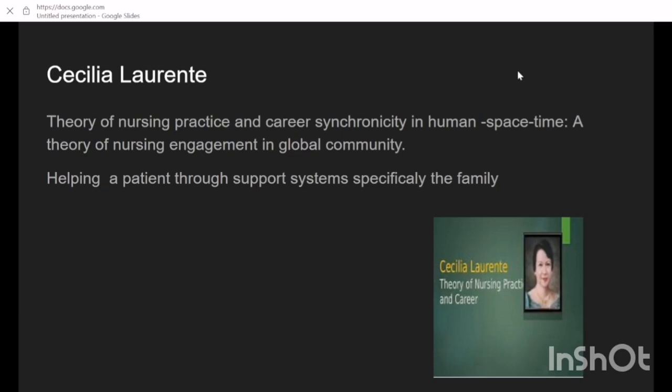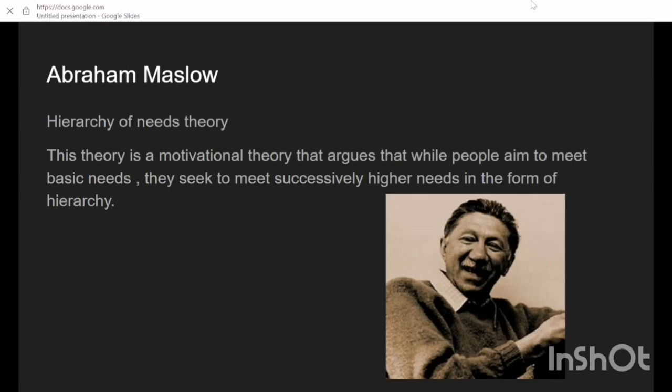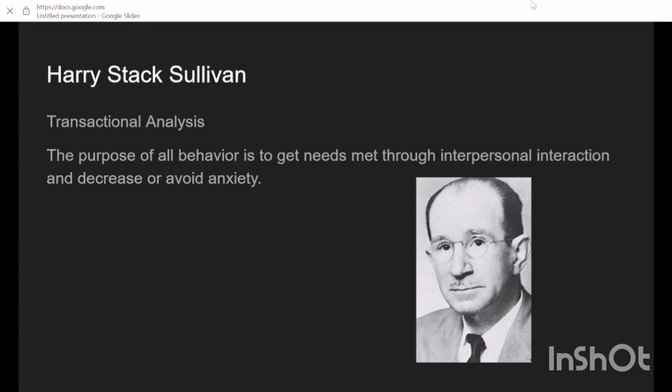Abraham Maslow, Hierarchy of Needs Theory. This theory is a motivational theory that argues that while people aim to meet basic needs, they seek to meet successively higher needs in the form of a hierarchy. Harry Stack Sullivan, Transactional Analysis. The purpose of all behavior is to get needs met through interpersonal interactions and decrease or avoid anxiety.